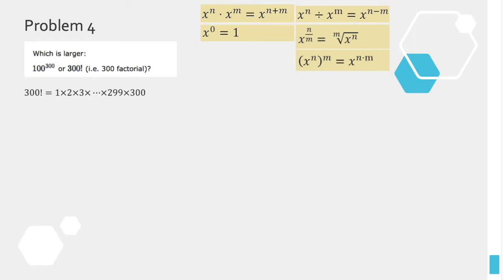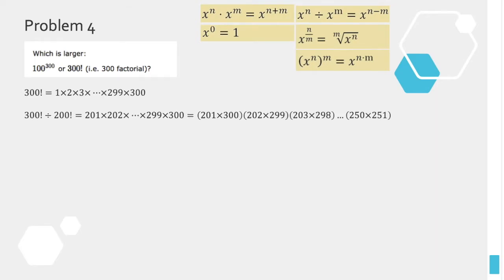Now that that's sorted out, let's look at this problem. Due to this problem's complexity, there are multiple ways to solve it. We're just going to look at one method today. I would like to divide 300 factorial by 200 factorial. That should leave us with 201 times 202 times 203 all the way up to times 300.